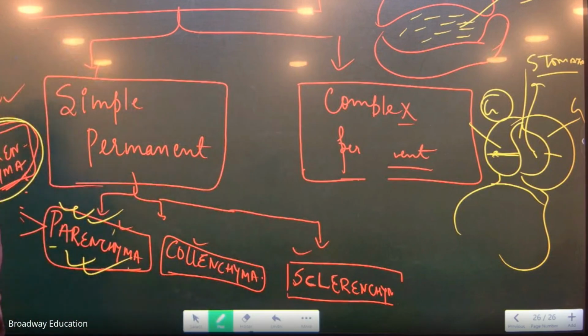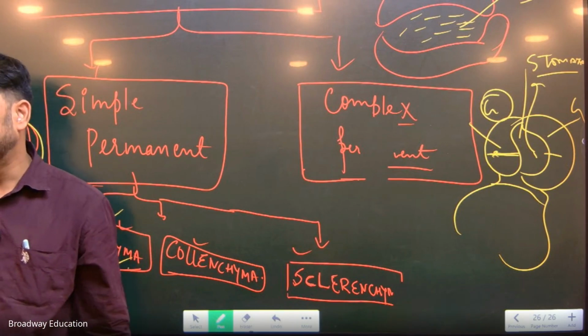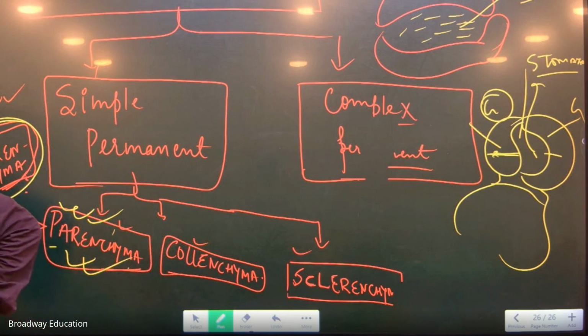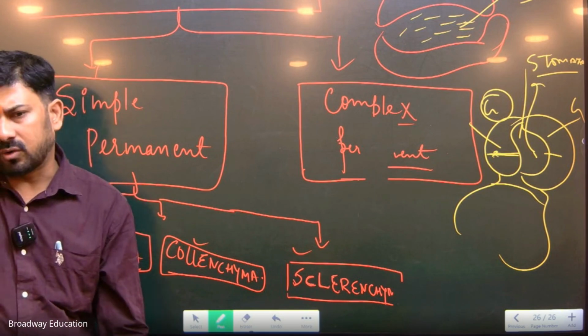Written? We need flexibility, otherwise the leaf will break. Getting my point? If there is no flexibility in the plant, in a very high speed wind, what will happen? It will get broken away. So this basically provides flexibility. Understood? Second point: this collenchyma is also responsible for providing mechanical support.